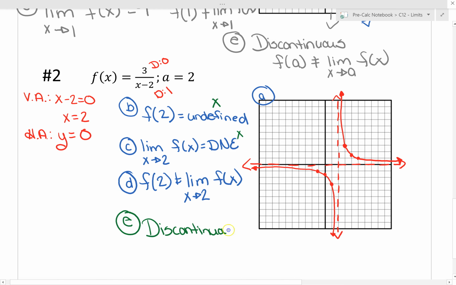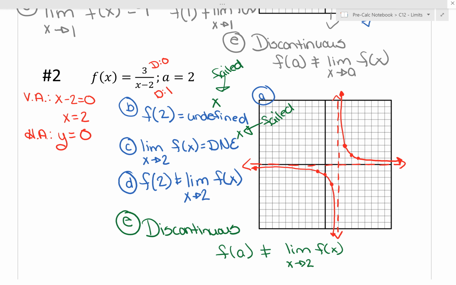So for E, this would be discontinuous. Okay, because it failed f of a being defined, and it also failed that the limit of the function must exist. So, all right, f of a does not equal the limit as x approaches 2 of f of x. Okay, and then I also made notations up here that these failed the first 2 conditions. Hope this helps you guys.